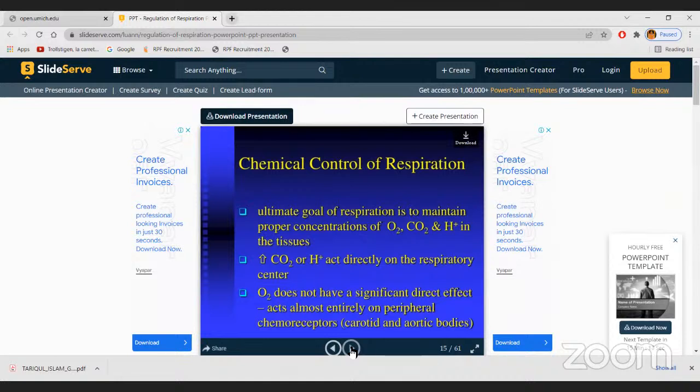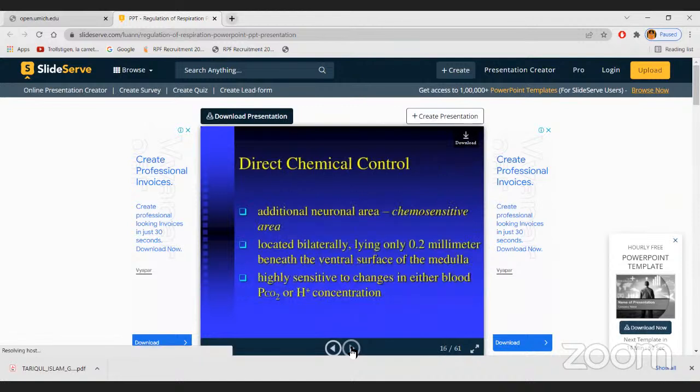Oxygen does not have a significant direct effect; it acts almost entirely through the peripheral chemoreceptors, the carotid and aortic bodies. So this is the direct chemical control, the areas of direct control of respiration by carbon dioxide pressure.